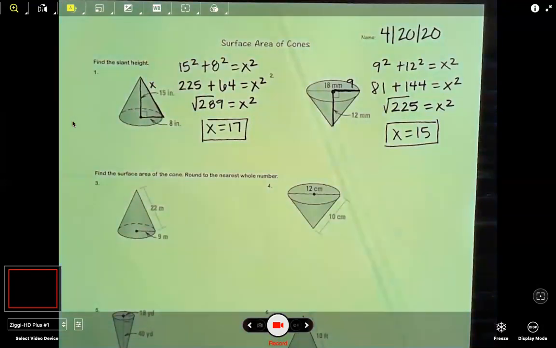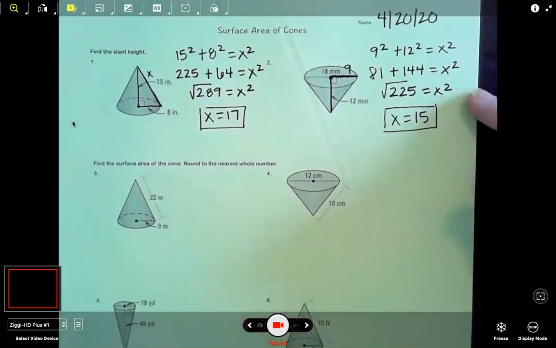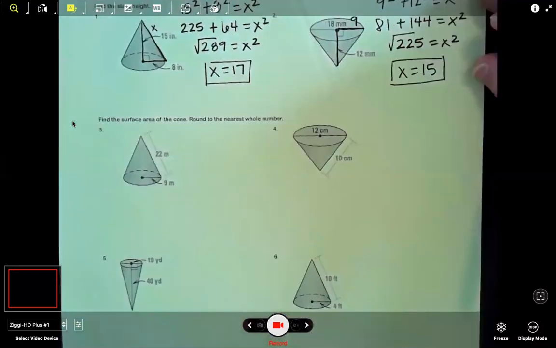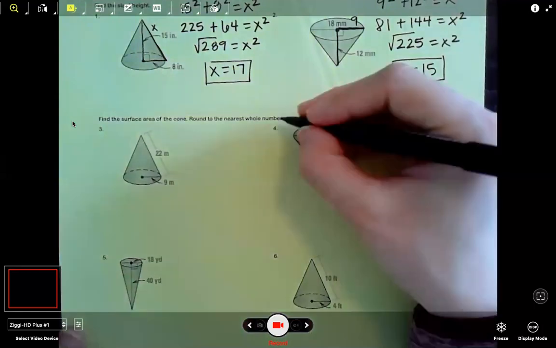All right. Let's try some more. So it says find the surface area of the cone, round to the nearest whole number. Oh, nice. We can just round to the nearest whole number.